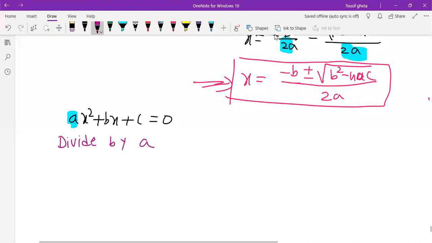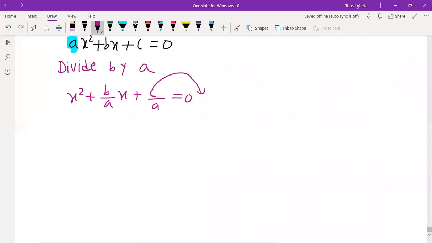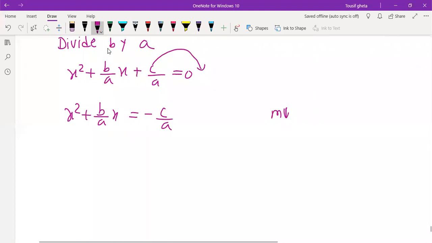If you divide the whole equation by a, you will get x square plus b by a x plus c by a. This c by a, just take it to this side. You will get x square plus b by a x is equal to minus c by a. Okay. Now what will you do? You will multiply 1 by 2 into the coefficient of x. You will multiply half with the coefficient of x. The coefficient of x is b by a.